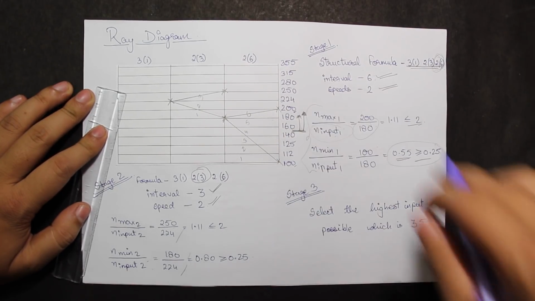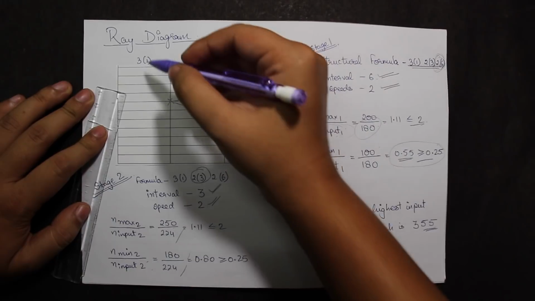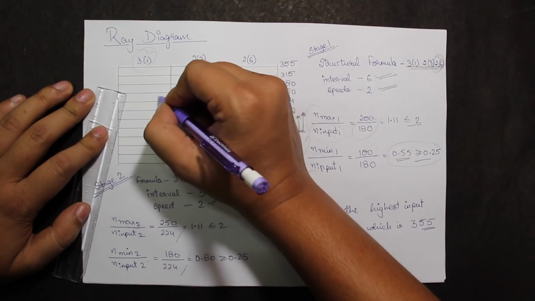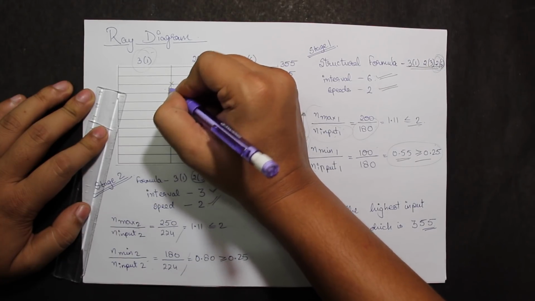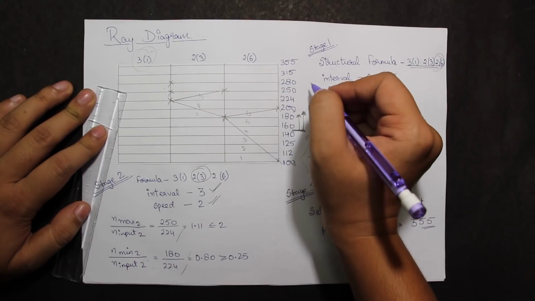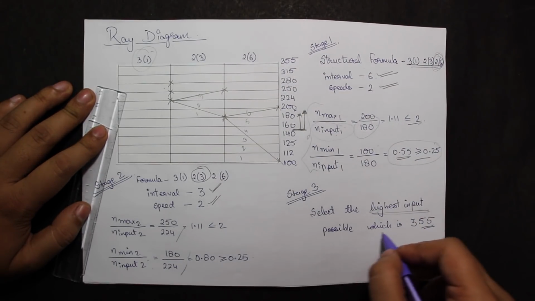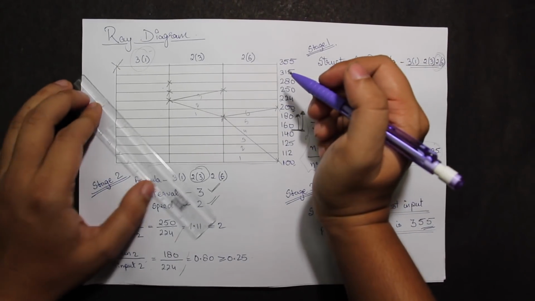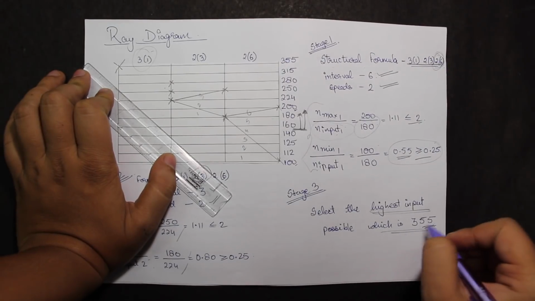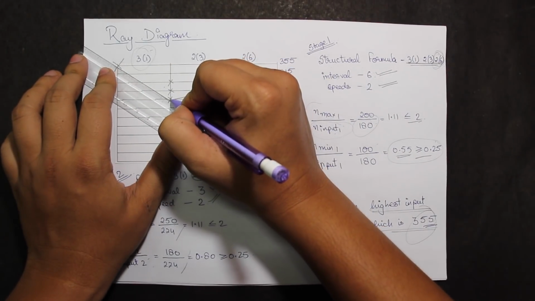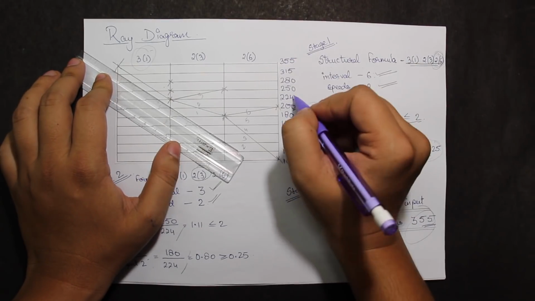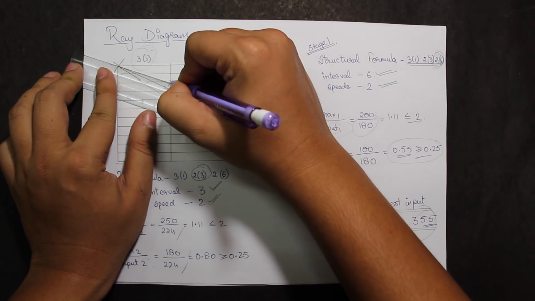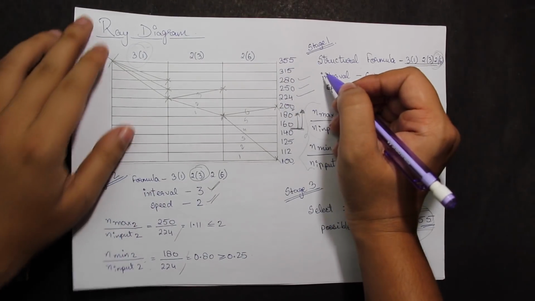Looking at the structural formula again, I have 3, 1, or 3 speeds with 1 interval. Therefore, my 3 speeds would be 224, then after 1 interval 250, then after the second interval 280. Also, the final input I have to select is the maximum input possible, which will turn out to be 355. Next, I have to join these 3 lines, 355 to 224, 355 to 250, and 355 to 280. Now 50% of my work would be done.